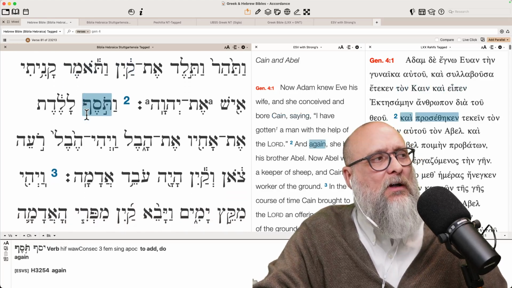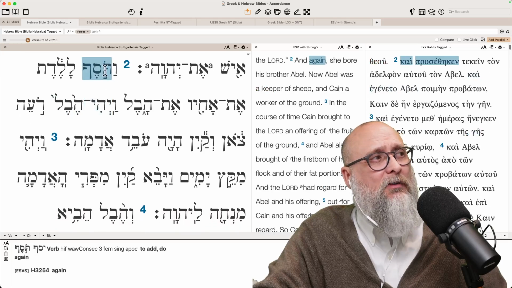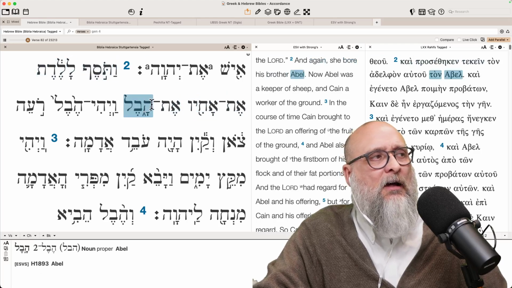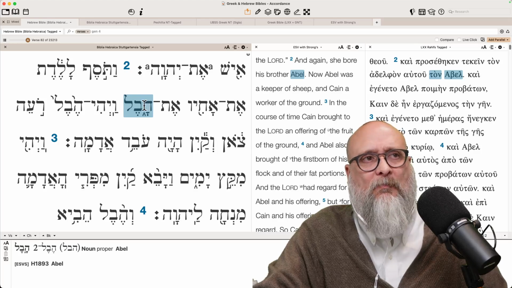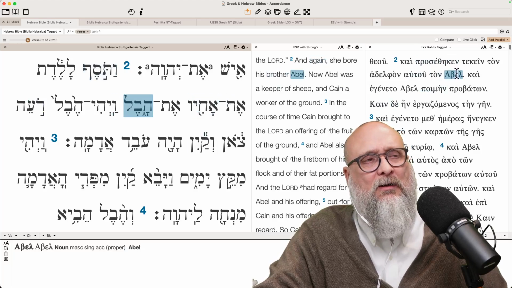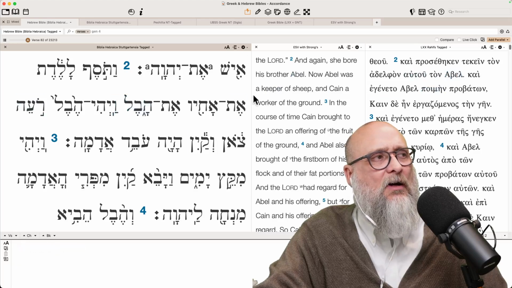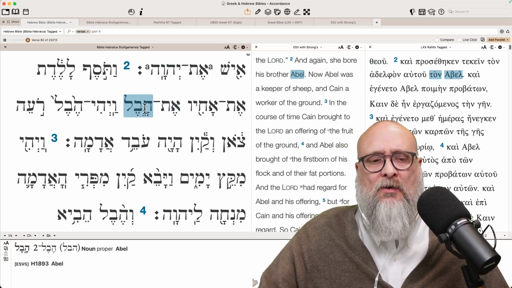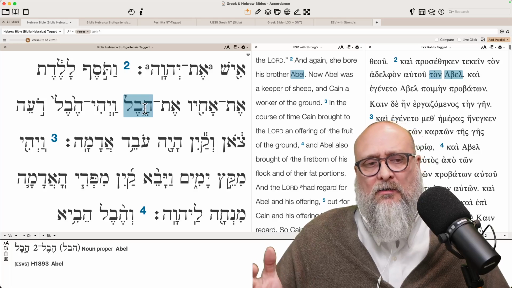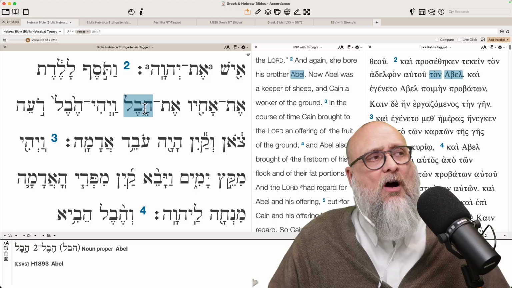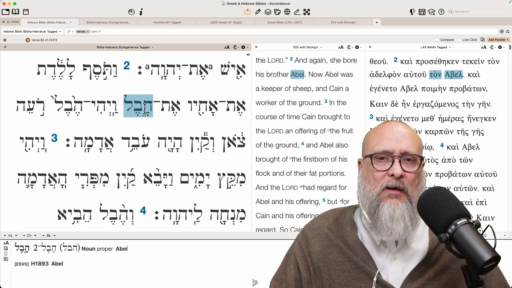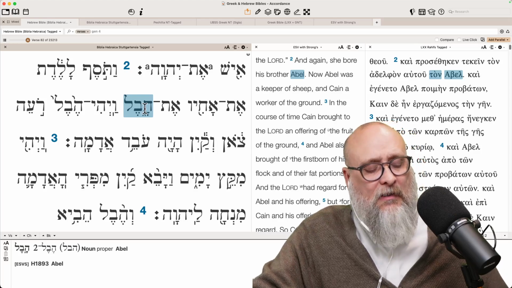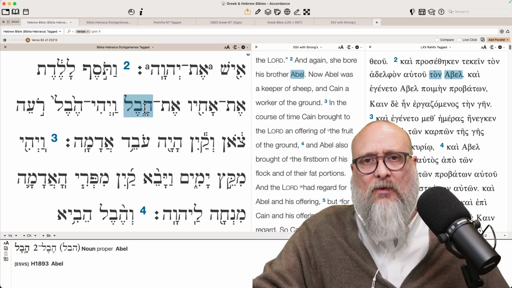But what's really interesting is when we get to his brother, she again conceived his brother, Hebel. And you can see Abel is how the Septuagintal translators do it. So if we want to know what that word means, we could go to the lexica and see what the opinions of scholars are. But the best way to do it is actually look up how the word's used elsewhere in Scripture. And this is very easy to do with these computer programs.